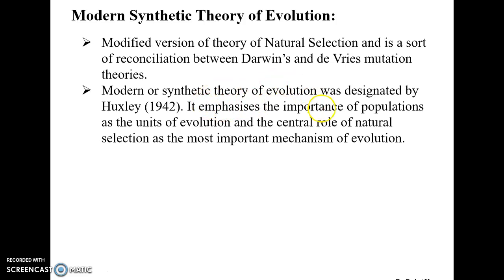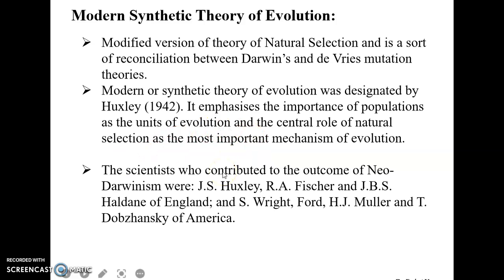Modern or synthetic theory of evolution was first designated by Huxley in 1942, and it emphasizes the importance of population, which serves as a unit of evolution, and the central role of natural selection as the most important mechanism of evolution. The scientists who contributed to the outcome of Neo-Darwinism were Huxley, Fisher and Haldane of England, and Wright, Muller and Dobzhansky of America.